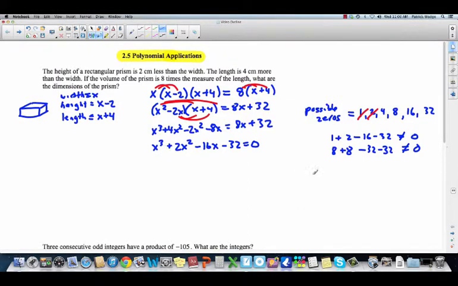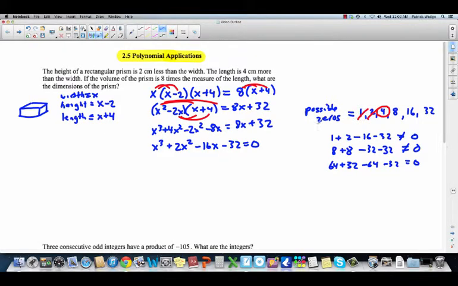Just try 4. 4 cubed is 64. 4 squared is 16, times 2 is 32. 16 times 4 is 64. And minus 32. Hey, that works. Awesome. So 4 is definitely one of them that works. What should we do now?